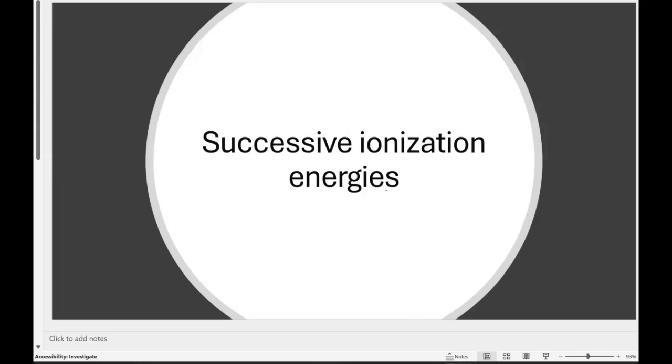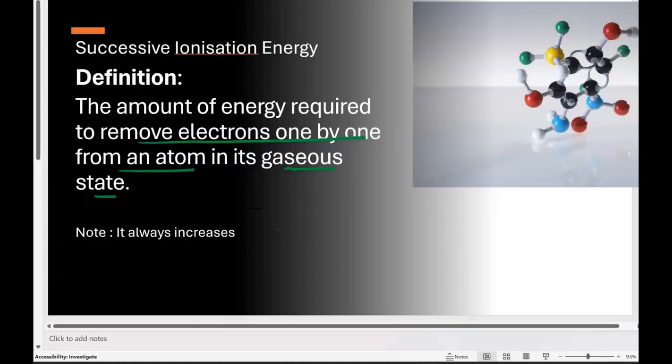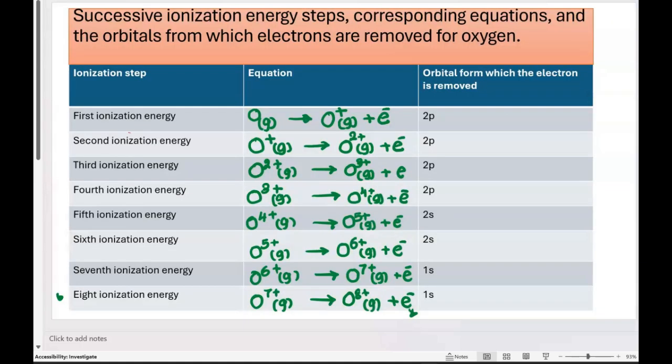Welcome to A-Level Chemistry. In this video, I am going to discuss successive ionization energies. Successive ionization energy definition: the amount of energy required to remove electrons one by one from an atom in its gaseous state. It always increases.